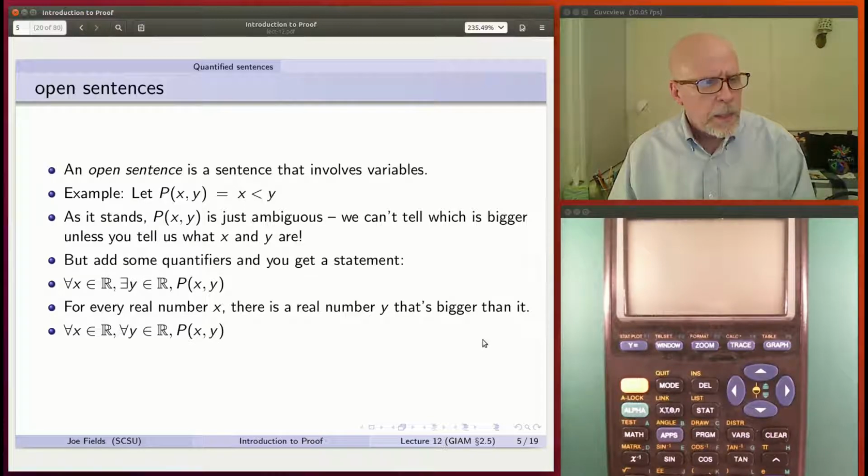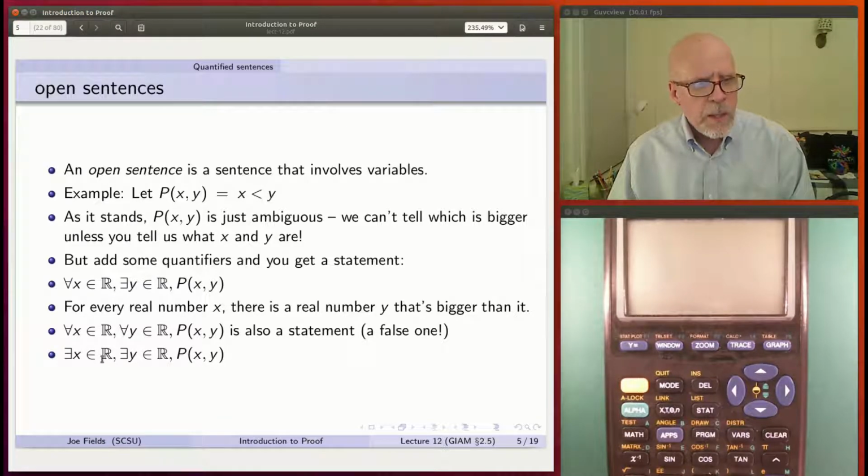Here's a slightly different quantifier thing. It says for all x in R, for all y in R, both of them are for alls, P of x, y. For every real number x, for every real number y, y is bigger than it. No, that doesn't work. So you can easily show that that's not true by finding a couple of numbers, because any number where x is not smaller than y is a counterexample to that universally quantified sentence. So that's a false one.